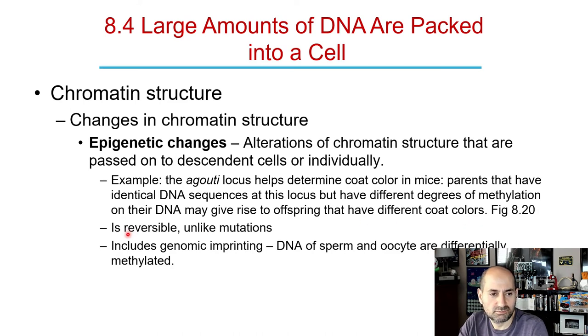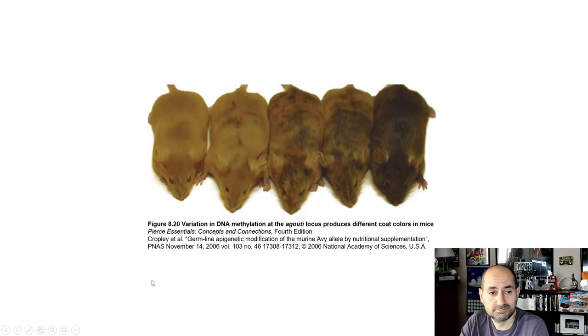This type of modification is reversible, unlike mutations. Mutations are not reversible, but epigenetic changes are. You can methylate DNA to turn off genes. You can modify the tails of histones to turn on or off genes. And this also includes genomic imprinting. Remember, we talked about genomic imprinting as well, where the DNA of the sperm or the oocyte is differently methylated, turning off genes from the mom or turning on genes from the mom.